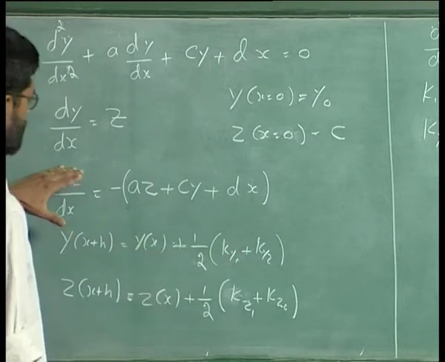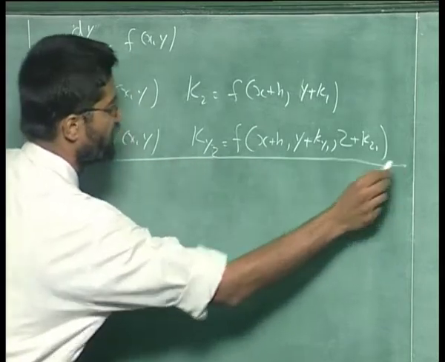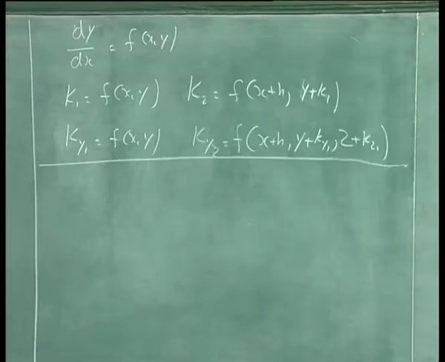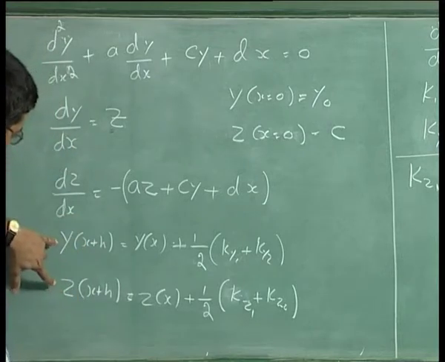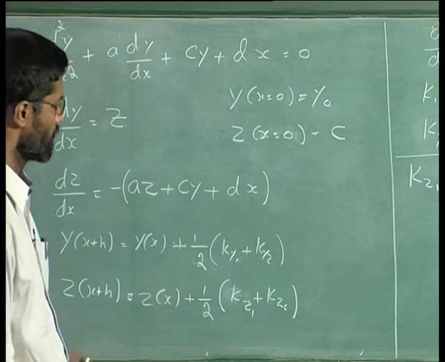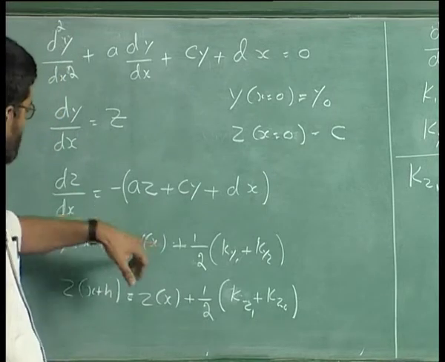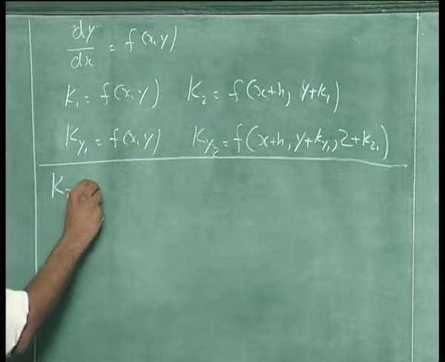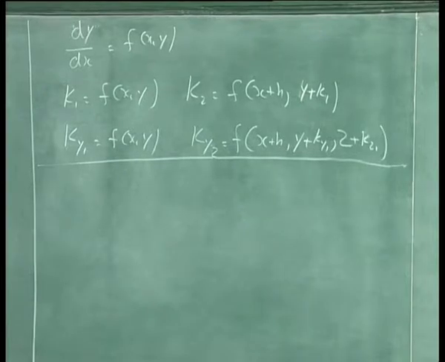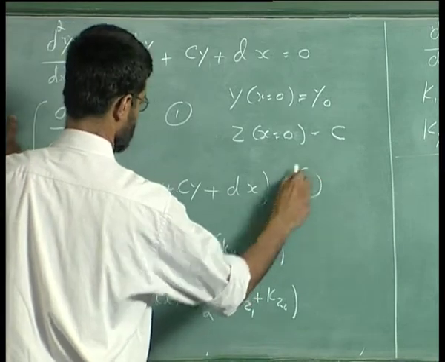So let me compute this. First we have to get kz1. Our idea is to evaluate z at x plus h and y at x plus h. To do that we need kz1, kz2, ky1, ky2. The way we are going to go about this is first to get kz1. In this case that is just z. This is the first equation, dy by dx, and that is equation 1 and this is equation 2. So let me write that carefully.